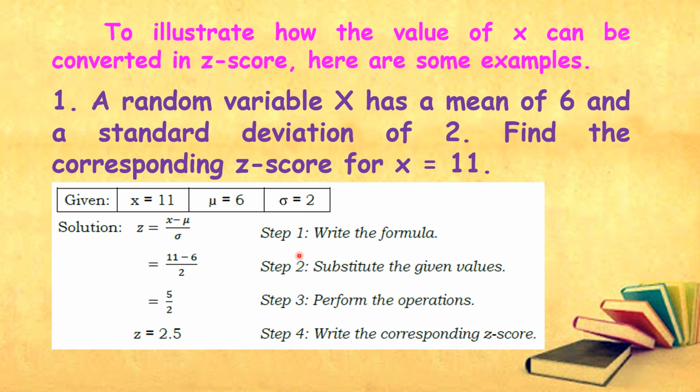Okay? So, we have 4 steps. Step 1, write the formula. Ito yung formula natin. Step 2, substitute the given values. X natin, 11. Mu natin is 6. So, 11 minus 6 divided by standard deviation, 2. Substitute nyo lang yung tatlong values na yan. And then, step 3, perform the operations. 11 minus 6 is 5 divided by 2. Step 4, write the corresponding z-score. 5 divided by 2 is 2.5. So, yung ating normal value ng x na 11, ang corresponding z-score value niya is 2.5.